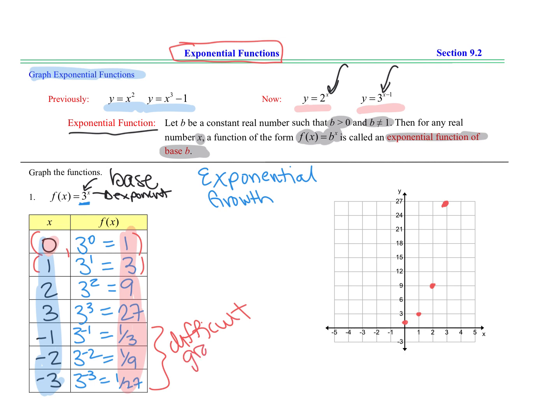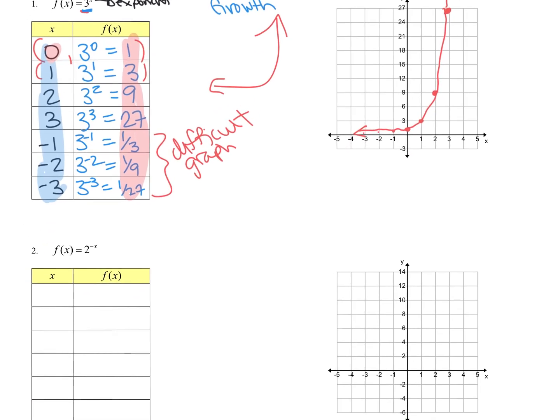But basically what happens is it gets closer and closer to 0, but it never crosses. So it has a general shape that looks like this. And really it looks like that. It's just kind of hard to graph on my iPad, but that's what we call exponential growth. All right, and notice that the base is 3, which is greater than 1. Okay, so let's talk about what happens when we have a base that is in between 0 and 1.